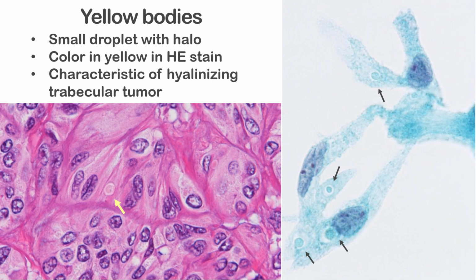Here, we can see small droplets with halo in the cytoplasm. They are called yellow bodies. The name is from the color in HE stain. These are a diagnostic clue of hyalinizing trabecular tumor.